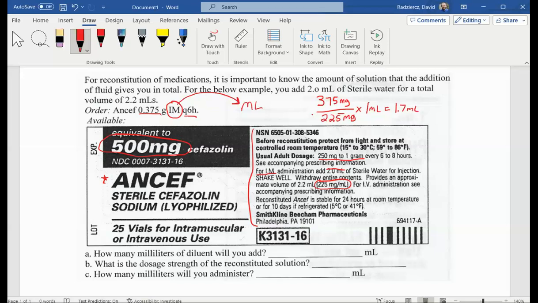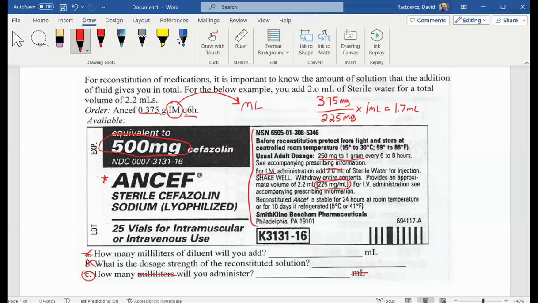Now, the other thing that's helpful with this, you won't see this extra stuff here, okay? You're not going to see how many milliliters of diluent you will add. You're not going to see this. You're going to see this, but it's just going to say how much will you administer. So it may not tell you the milliliters. That's why I was trying to tell you in the beginning that you need to know the milliliters in order to solve it.